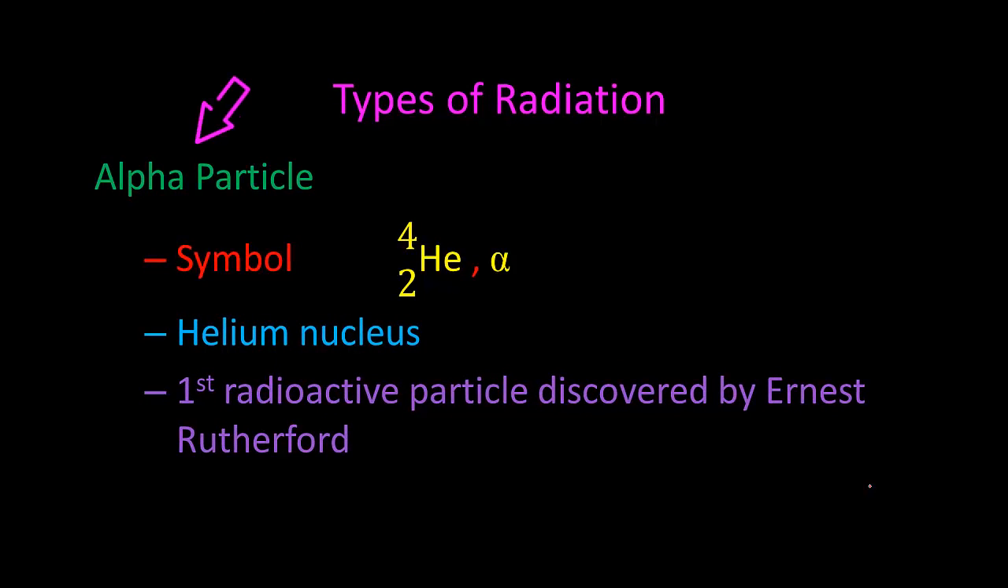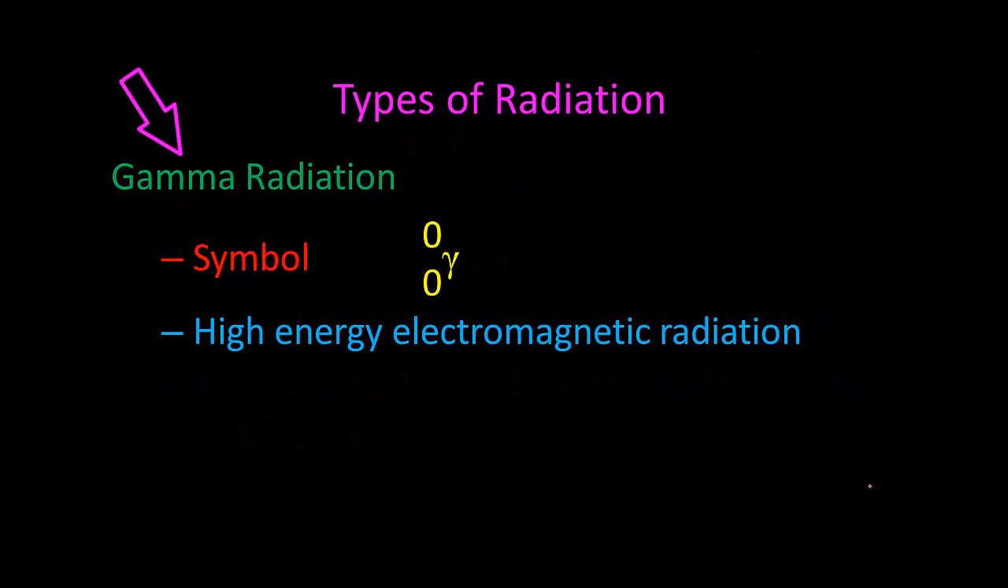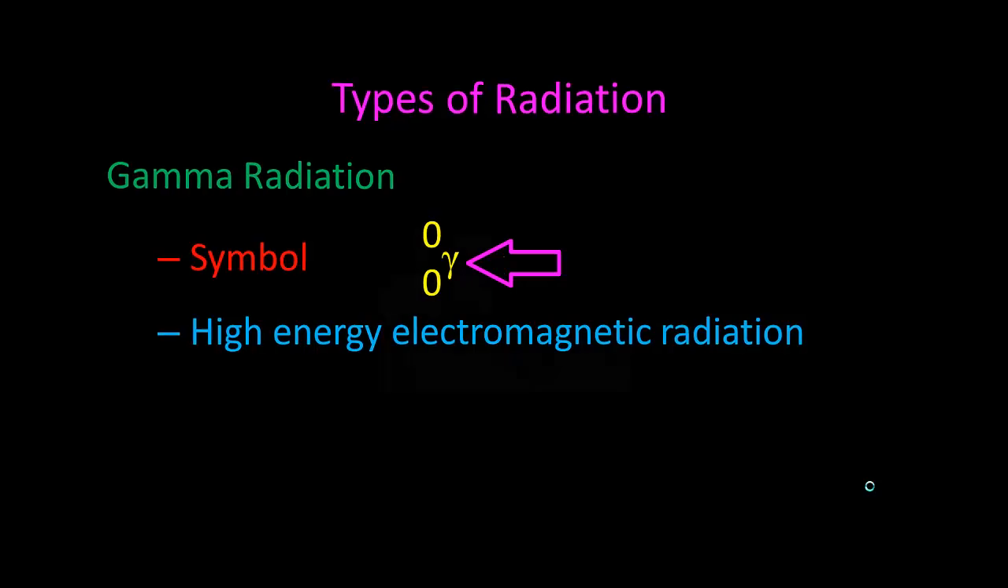Okay, next type of radiation is the alpha particle, and that's simply a helium nucleus. It is denoted by the chemical symbol He with a mass number of 4 and an atomic number of 2, and it is also denoted by the Greek symbol alpha. Now, it is the first radioactive particle discovered by Ernest Rutherford. And the last type is the gamma radiation. Gamma has no mass at all. It is truly an electromagnetic radiation. No mass and no charge. And it's denoted by the chemical symbol gamma, which looks kind of like a Y.